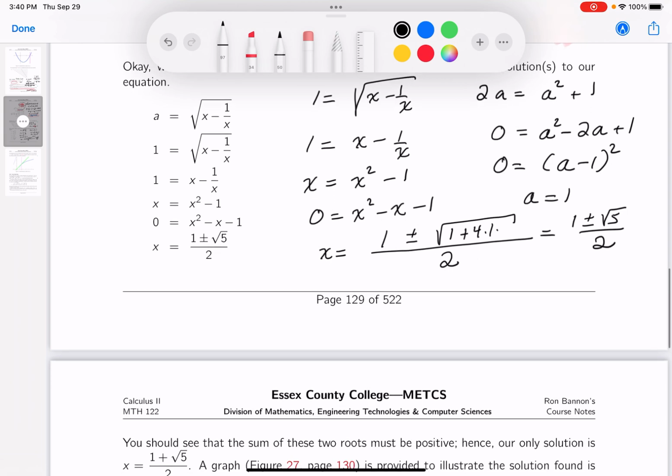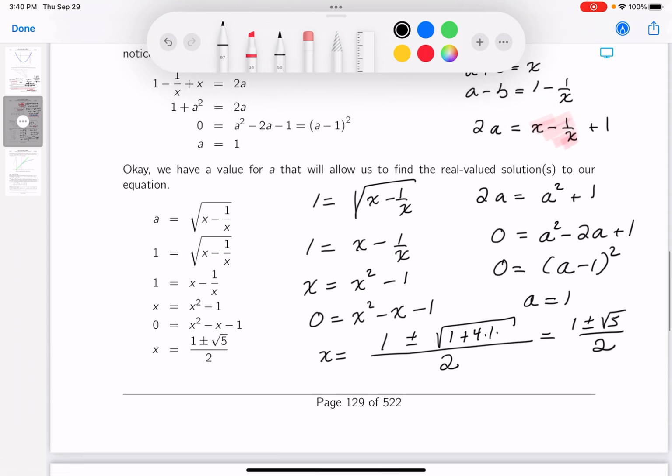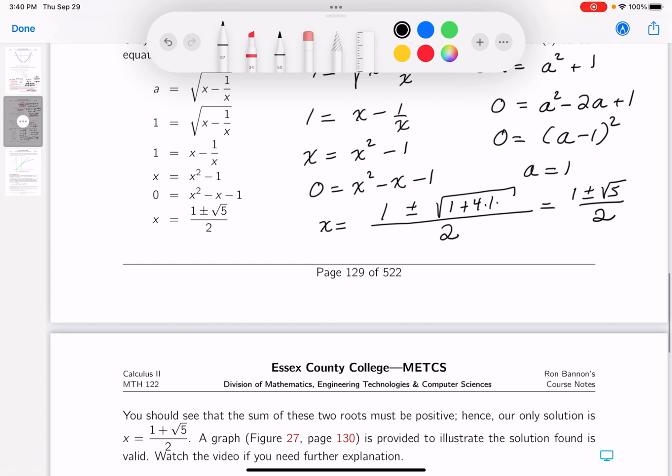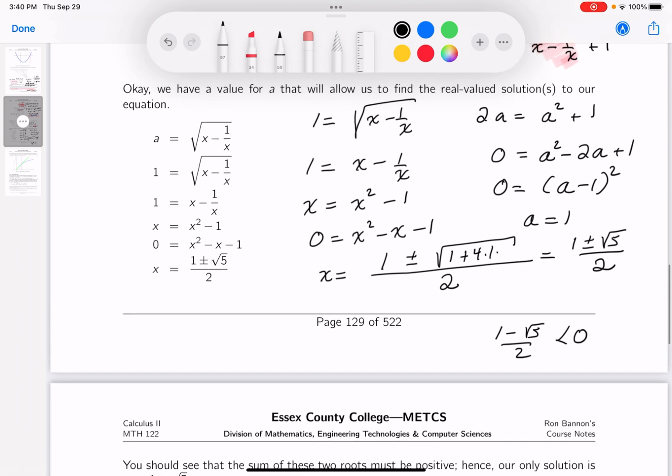All right? I do want to claim, though, that x can't be a negative number. And let me just point out what I mean by that. 1 minus root 5 over 2 is clearly negative. And remember, when we talk about the domain, it has to be 1 or greater. So the only possible answer I get now is x equals 1 plus root 5 over 2, which is the golden ratio. Right? That's the only answer.